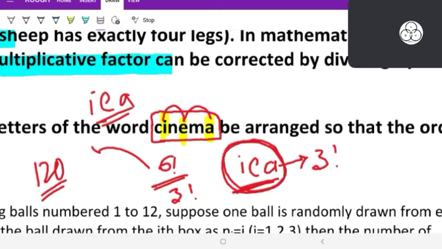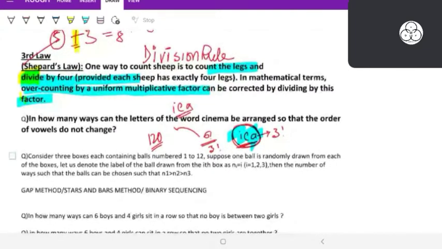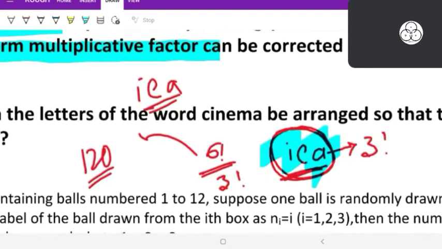When we are arranging the cinema in 6 factorial ways, we are also including the different arrangements of IEA. But it is given in the question that vowels are arranged so that their order does not change. So we cannot have this 3 factorial different ways of arranging this IEA. So we can simply divide it, and that is the division principle. That is the advantage of the division principle.